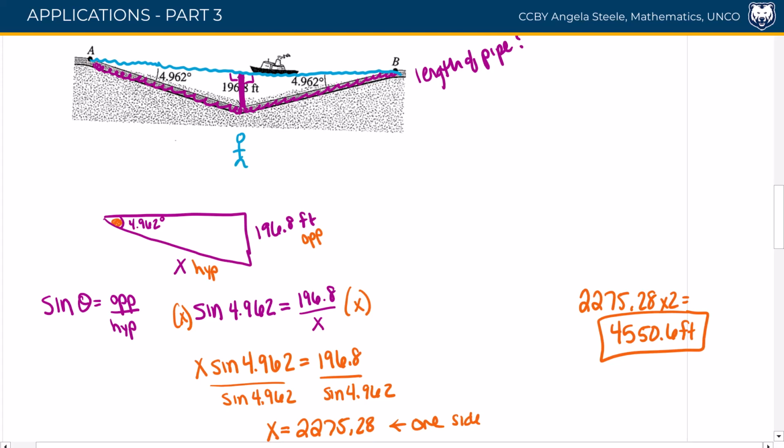Remember, when we get this solution of x equals 2275, that is just one side of the pipe, and so we need to double that for the total length of that pipe, for a grand total of 4,550.6 feet. So that is the length of pipe that is needed.